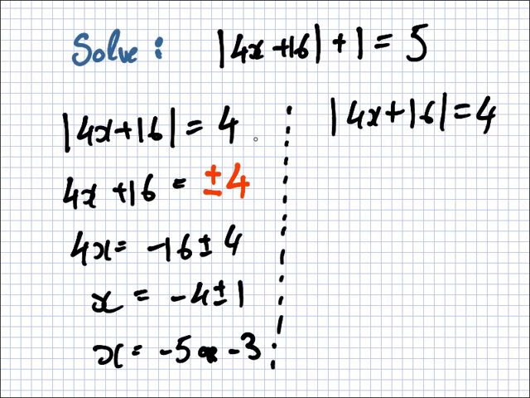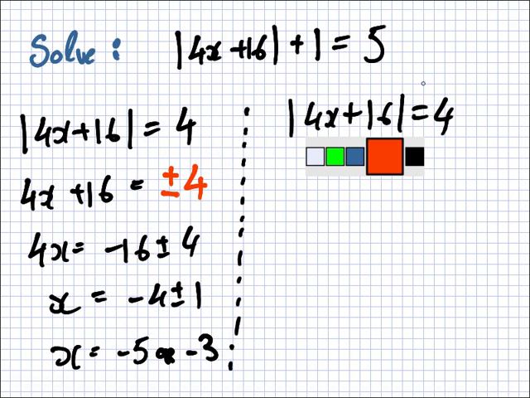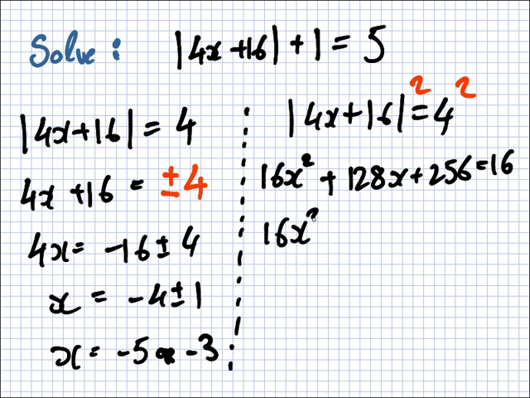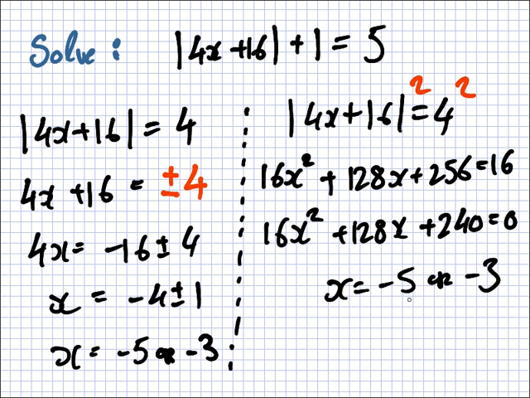It doesn't have a job anymore because your answer is already always positive. So if you were to square 4x plus 16, then you get 16x squared, plus 128x, plus 256 equals 16. So 16x squared plus 128x plus 240 equals 0. x equals -4 or -3.